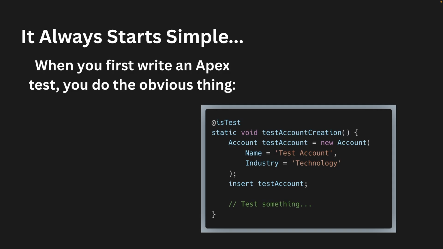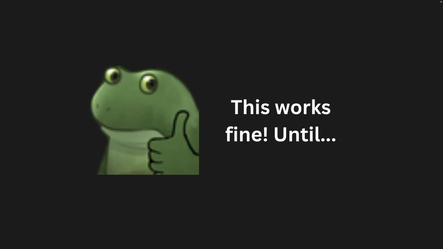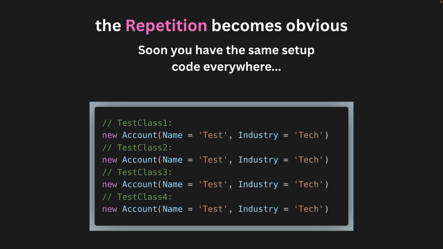It always starts simple, right? When you first write an Apex test, you do the simple and the obvious thing. You create a test method, you create whatever data you want to create, insert it into the database, and then eventually assert some scenario. And that works fine in most scenarios until you start noticing some repetition. The repetition becomes obvious, right? Soon you have the same setup code everywhere. So we're setting up accounts in test class 1, test class 2, test class 3, so on and so forth. And that's just account. We're doing the same thing with contacts, opportunities, contracts, leads, you name it.